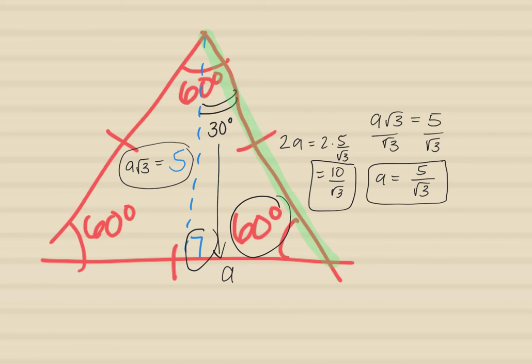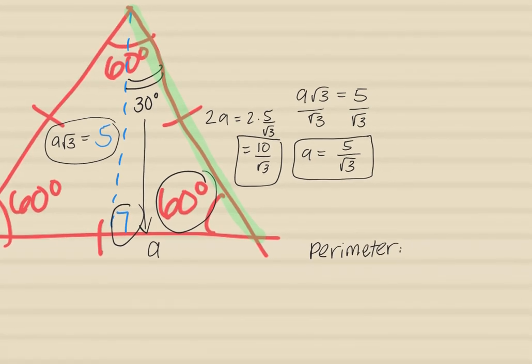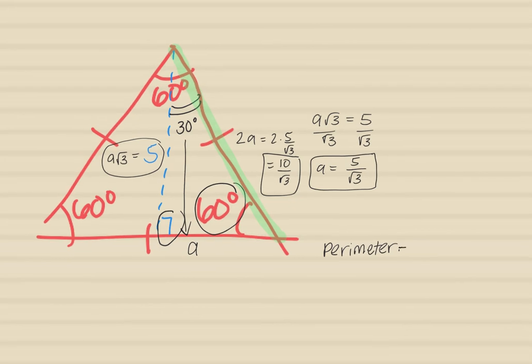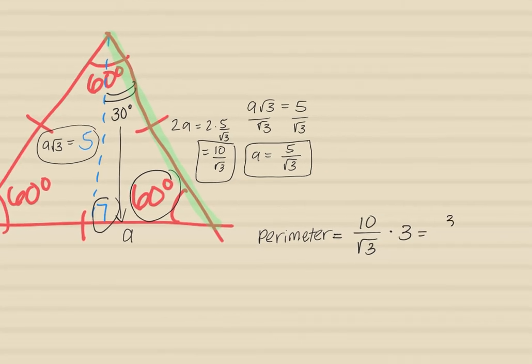But it asks us for the perimeter. So what do we do with that 10 over root 3? What do you think, Anthony? Yeah, you just multiply by 3. 10 over square root of 3, multiply by 3. What do we get? 30 over the square root of 3.